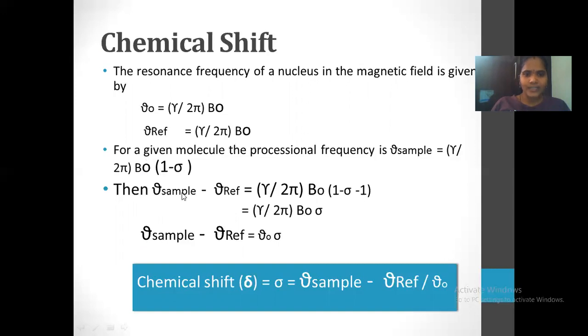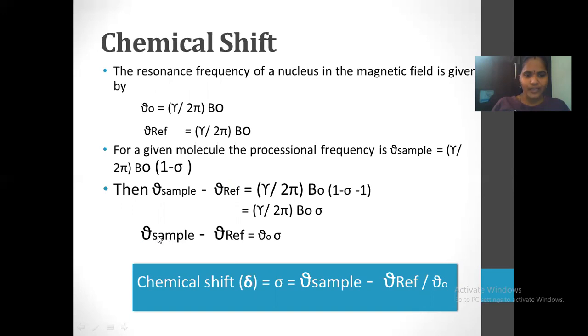To calculate the chemical shift, which is represented with delta, we use the formula mu sample minus mu reference. When we subtract these two formulas, we get gamma by 2 pi into B0 into (1 minus sigma minus 1). The 1 gets cancelled, and we are left with gamma by 2 pi into B0 into sigma, where sigma is nothing but the chemical shift. In some textbooks you can refer to it with this symbol, but in most cases it is represented with delta.